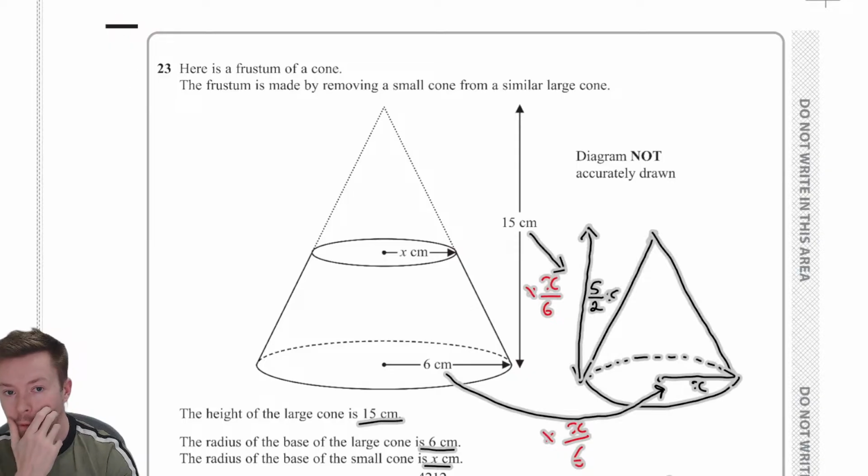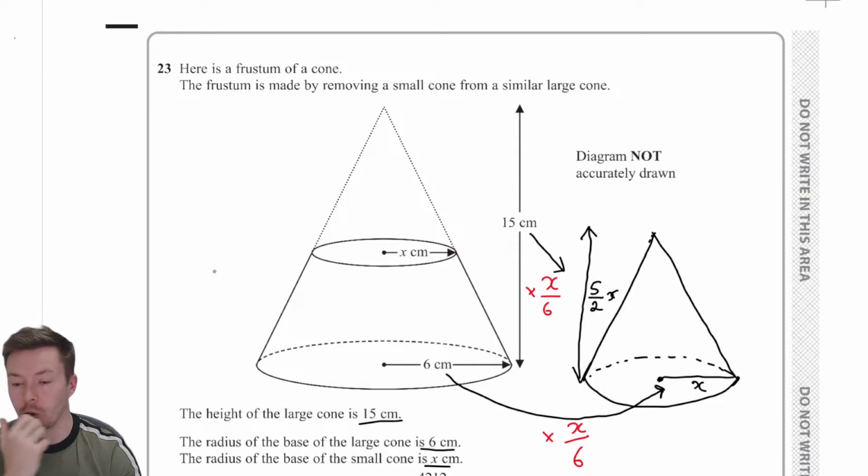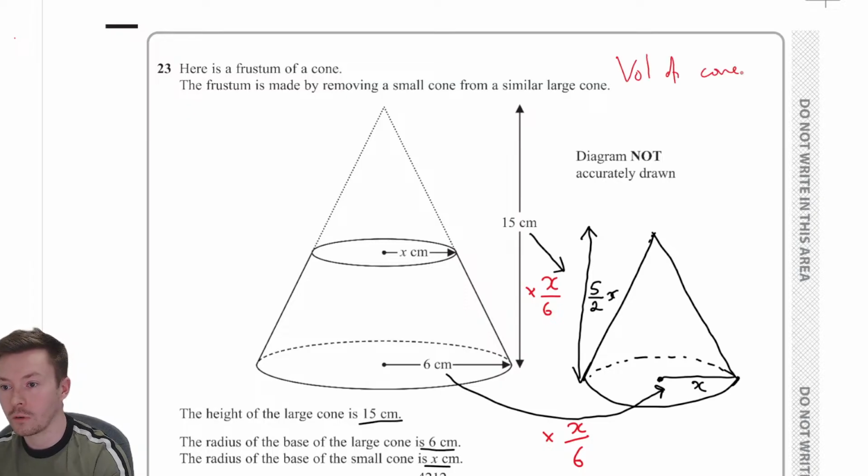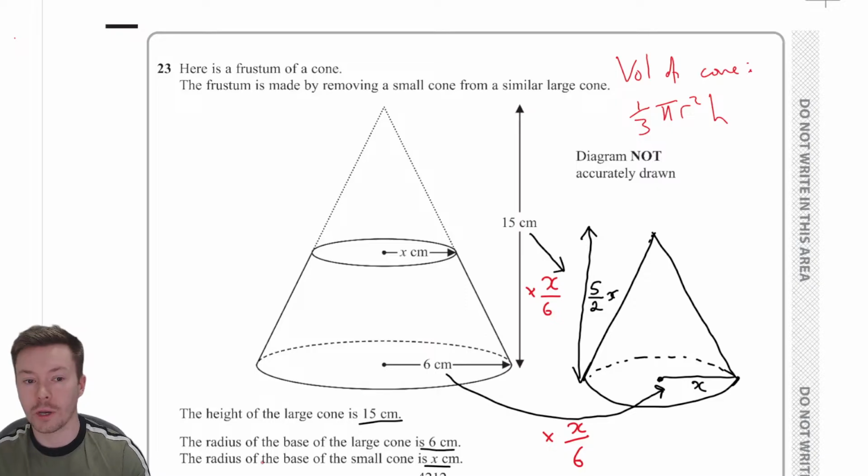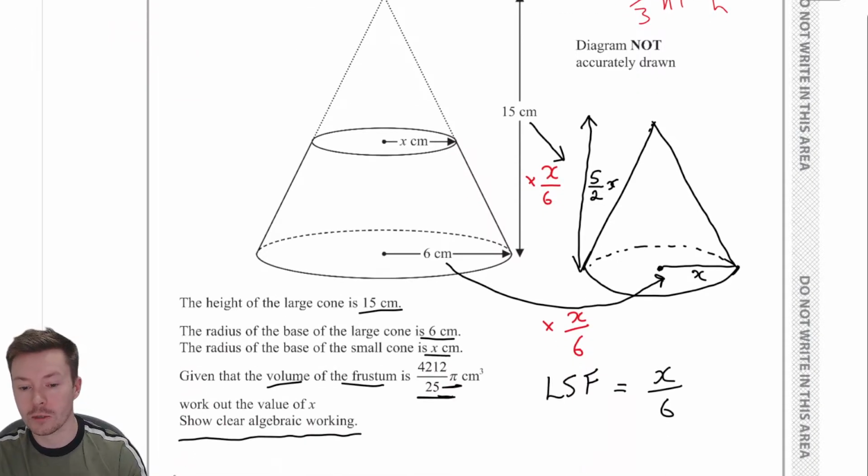Now, what we can then start doing is using the formula for volume of a cone, which I said a second ago. I'm going to write it down again now. It's a third pi r squared h. So we're going to use that for both of them. We're going to work out the volume of the full cone, work out the volume of the small cone, subtract them. That answer will be equal to 4212 over 25 pi, and then we're going to solve it.